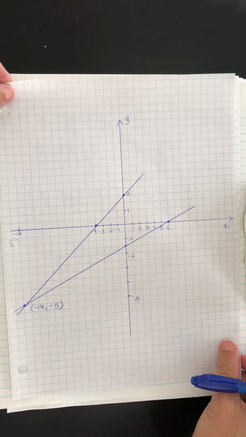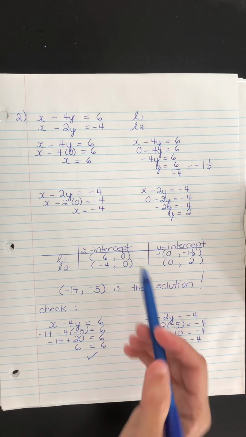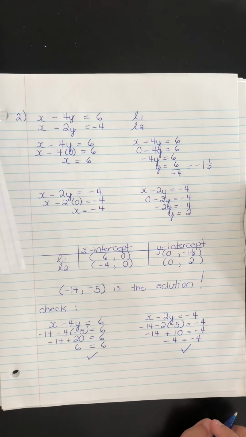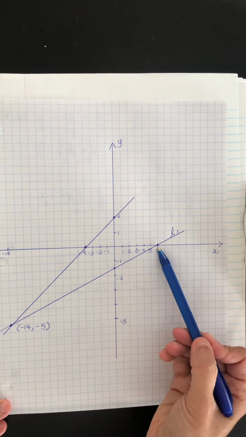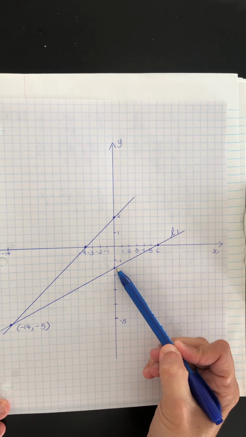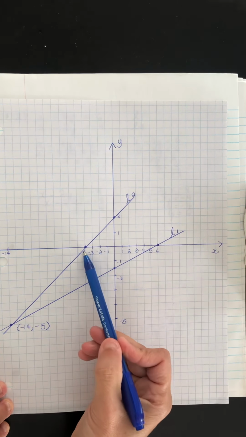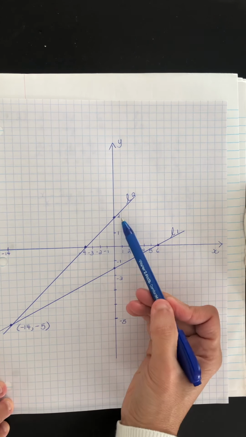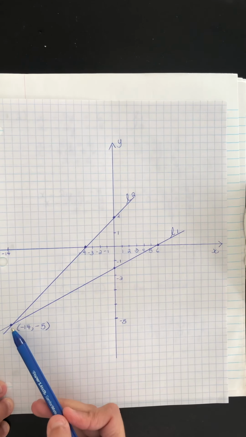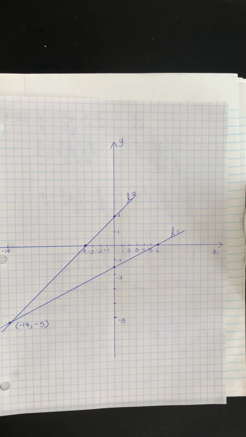Okay, I'll show you the graph one more time. I didn't label line 1 and line 2, right? So line 1 is this one right here. Line 1 had an x-intercept of 6 and a y-intercept of negative 1 and 1/2. Line 2 had an x-intercept of negative 4 and a y-intercept of 2. The straight lines do indeed cross, but way over here at negative 14, negative 5.